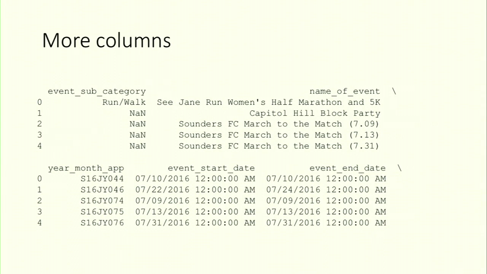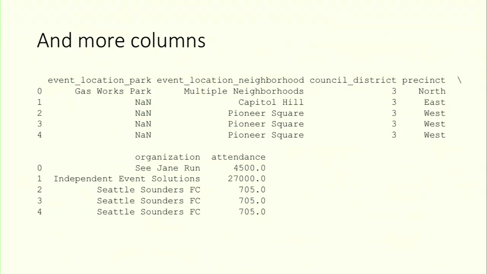Then we have the name, the year-month app, which I believe is an identifier used by the city. The event start and end dates. The park, some events don't have one. Neighborhood, council district, precinct, the organization holding the event, and the estimated attendance.